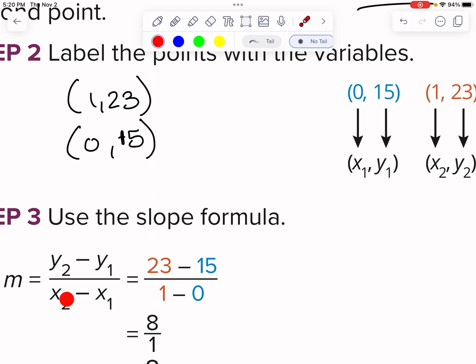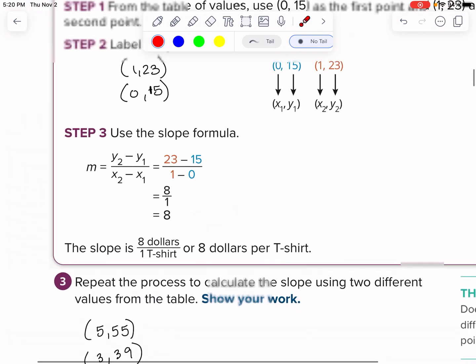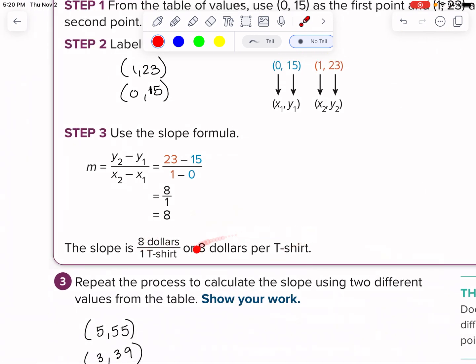And the next one, x2 minus x1, 1 minus 0, as you can see here. Right? 1 minus 0 is just 1. And 8 divided by 1 is 8. So $8 per shirt. So we can also write this fully out, $8 per every single t-shirt.